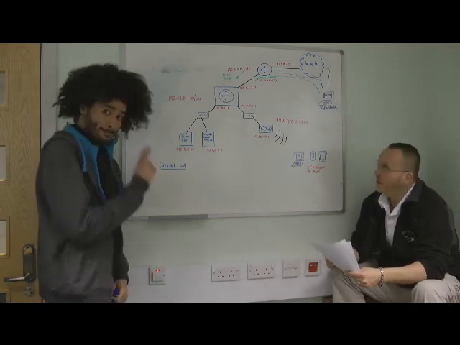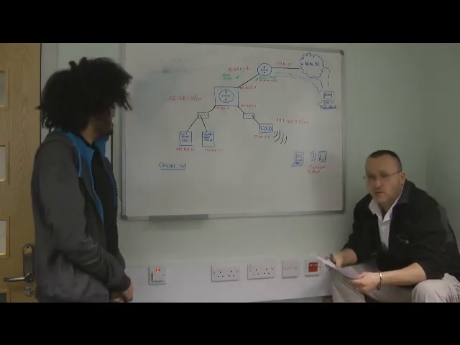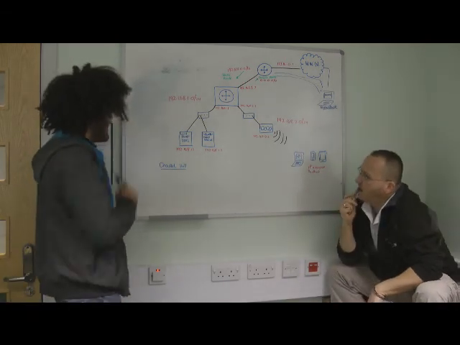This is Duncan and Sam. We're going to talk about our Chapel Hill topology. What's that bit there? This bit is a server farm.